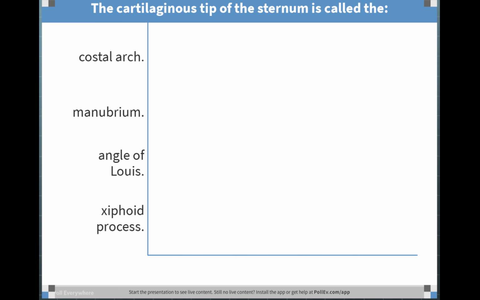The cartilaginous tip of the sternum. So the costal arch refers to the way your ribs curve, right, up to where they meet, and they meet at the sternum. The manubrium is the body of the sternum itself. The angle of Louis is going to be in the top third of the sternum, and the xiphoid process is that pointy little cartilaginous tip of the sternum. If you follow the curve of your rib up until where it meets in the center and press gently, that's where the xiphoid process is. If you press on that too hard, you could accidentally lacerate the liver.